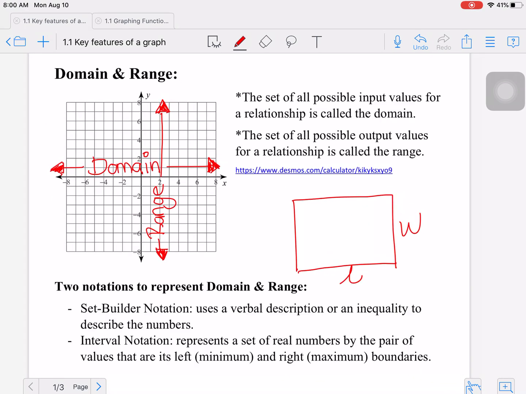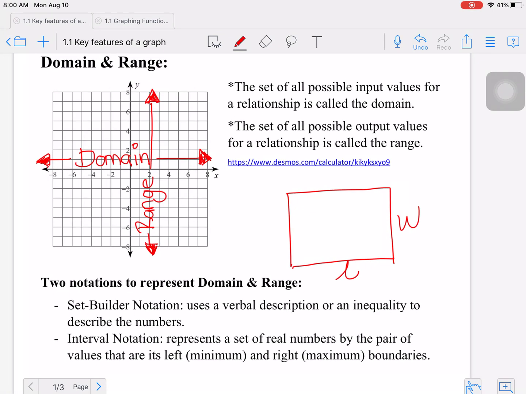Now in Algebra 2, you're going to see two notations. You're going to see set builder notation, which I'm just going to call set notation, and interval notation. Set builder notation uses a verbal description or a symbol: less than or equal to, greater than or equal to, or in between those two. Interval notation represents a set of real numbers by the pair of values, that is your left or your minimum, your right or your maximum. So basically left to right, bottom to top. And what I mean by a pair is, for example, my domain is from -2, 5. That's a pair.